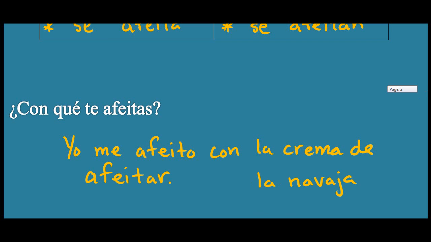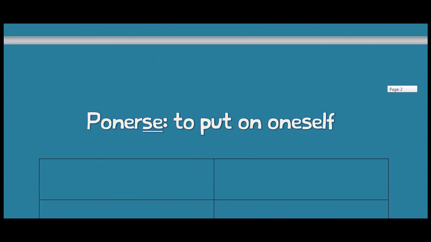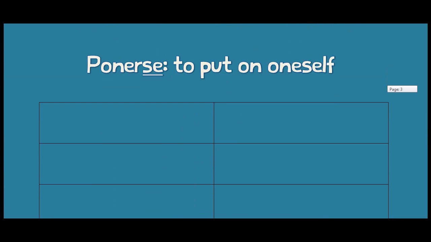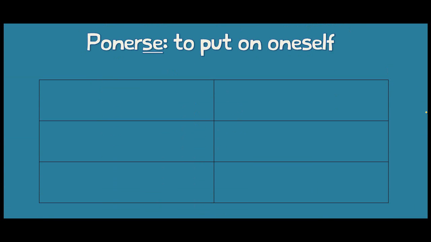Let's move on to the next verb. Ponerse. Okay, which is to put on oneself. Okay, so once again, it's poner. We've seen that verb before. It's conjugated in the present tense. Remember, the yo form is the only one that's different. It's pongo. Tú pones. Él, ella, usted pone.